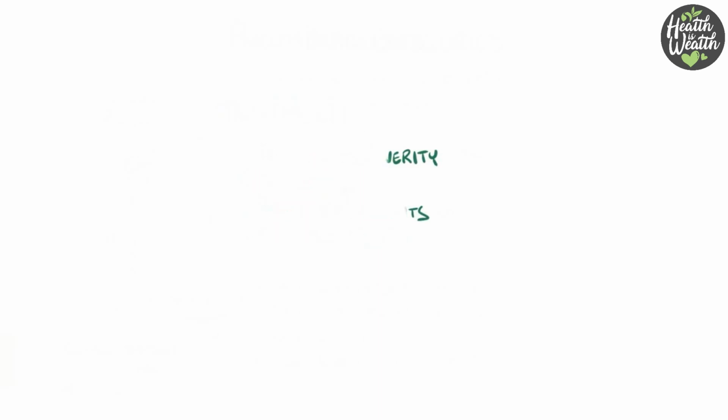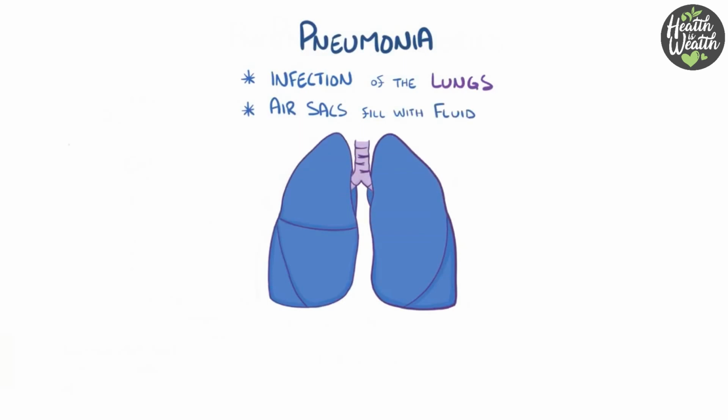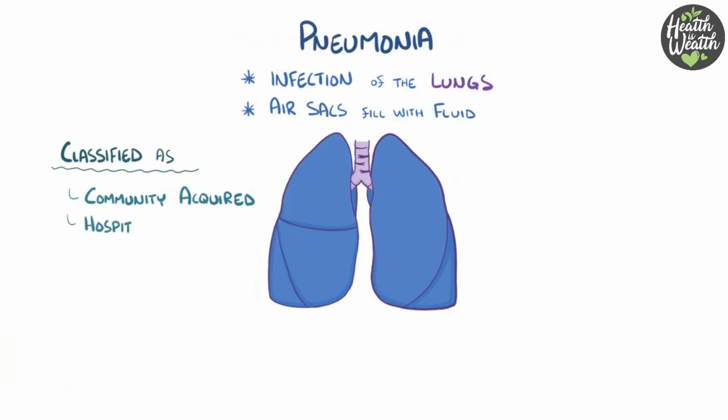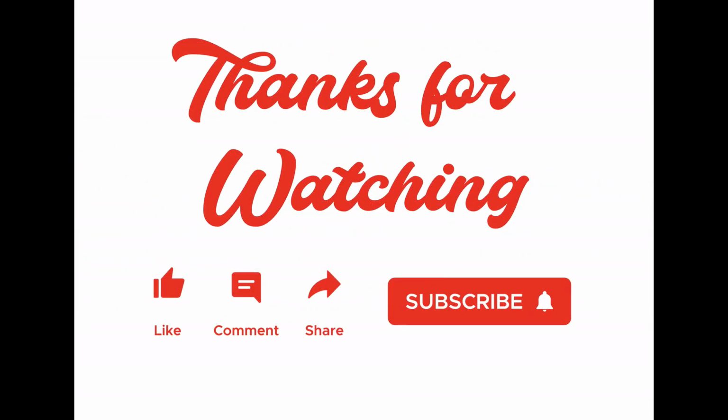Alright, as a quick recap, pneumonia is an infection of the lungs that results in air sacs being filled with fluid. The disease can be classified by being either community-acquired, hospital-acquired, with some of those being ventilator-associated pneumonias, or aspiration pneumonia. Pneumonia can also be characterized by where the infection is in the lungs. Bronchopneumonia is spread throughout the lungs. Atypical or interstitial pneumonia happens in the inner stitching around the alveoli, and lobar pneumonia usually infects an entire lobe of the lung.